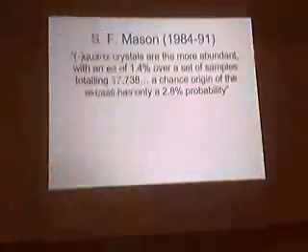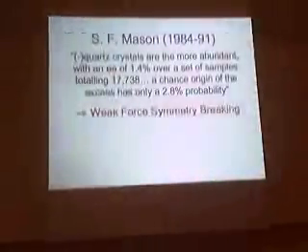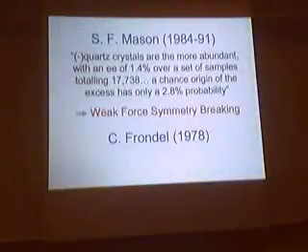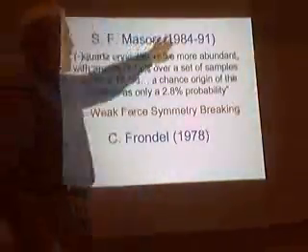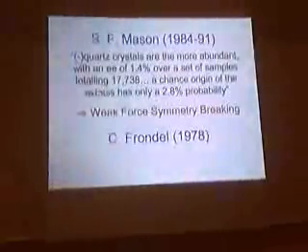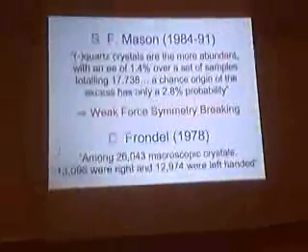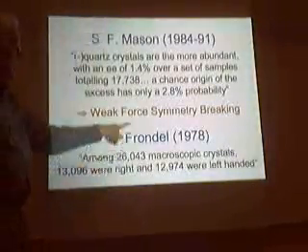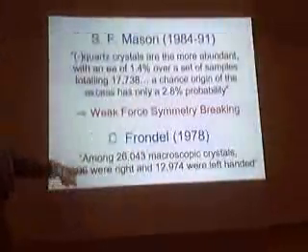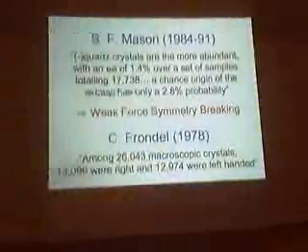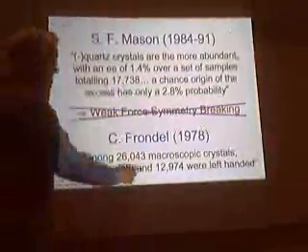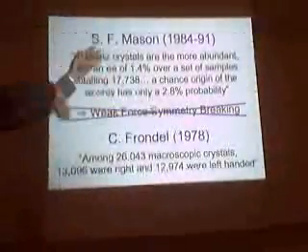So he wants the electroweak force to break the symmetry. Okay. But by the time Mason published this, Frondell had published another paper, and he had found even more quartz crystals. Right? So at this page in 1978, he had 26,000 instead of 18,000. 26,000 macroscopic crystals, 13,000 right, 12,974 were left-handed, and you notice that this is more right than left. So it turned around.